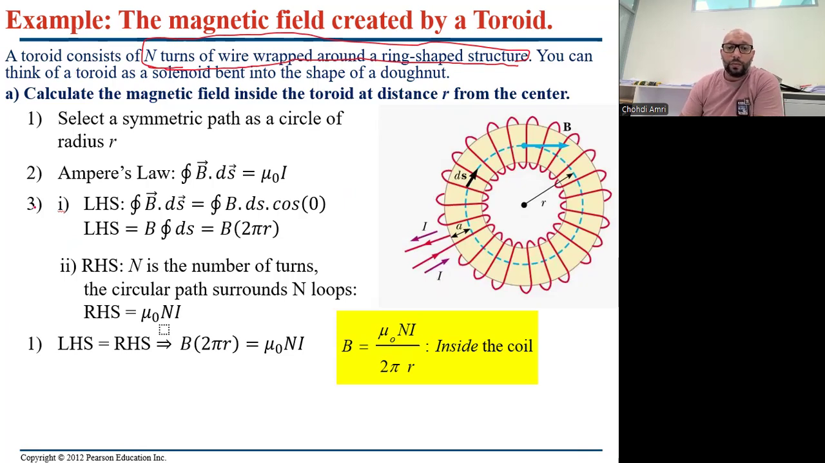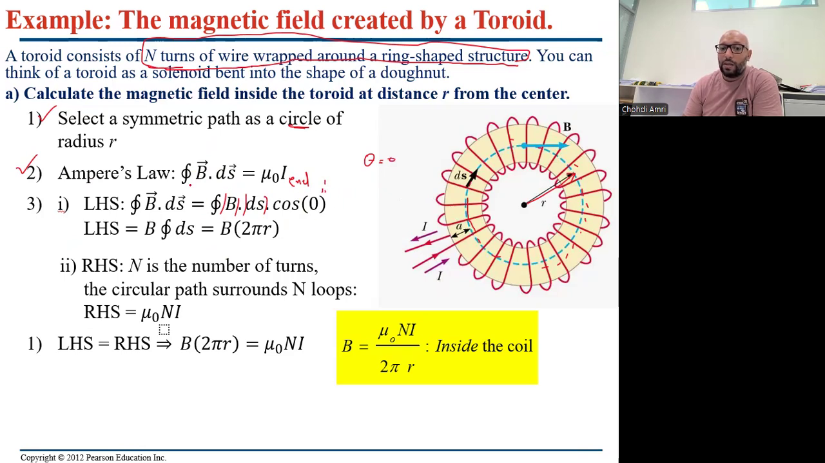So what are the steps to apply Ampere's law and calculate the magnetic field? Step number 1, select the symmetric path. This is our toroid. Our symmetric path will be a circle with radius small r. Second step, Ampere's law: the line integral of B dot ds through the closed path is equal to mu naught multiplied by the current enclosed by the path. Left-hand side, the same as before. The line integral is of the magnitude of B multiplied by the magnitude of ds multiplied by cosine of theta. Theta also here is 0, so cosine theta is 1.